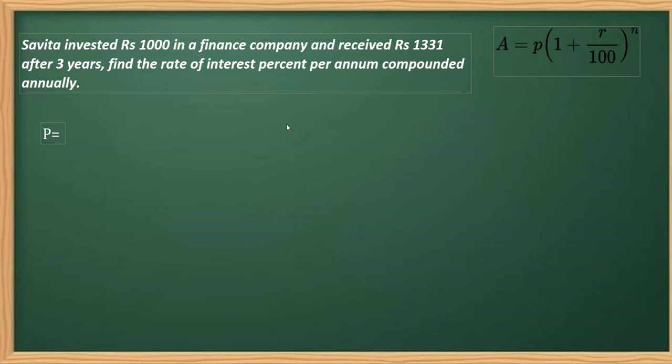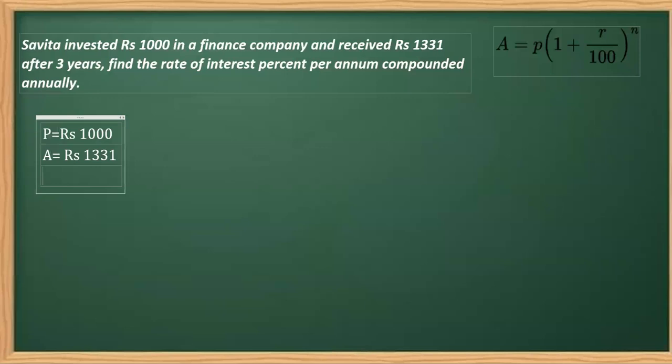So let's write down the information symbolically. The information we have as of now is, we know the principal, which is denoted by capital P. That is rupees 1,000. Then we also know the amount here. So we can write A is equal to rupees 1331.